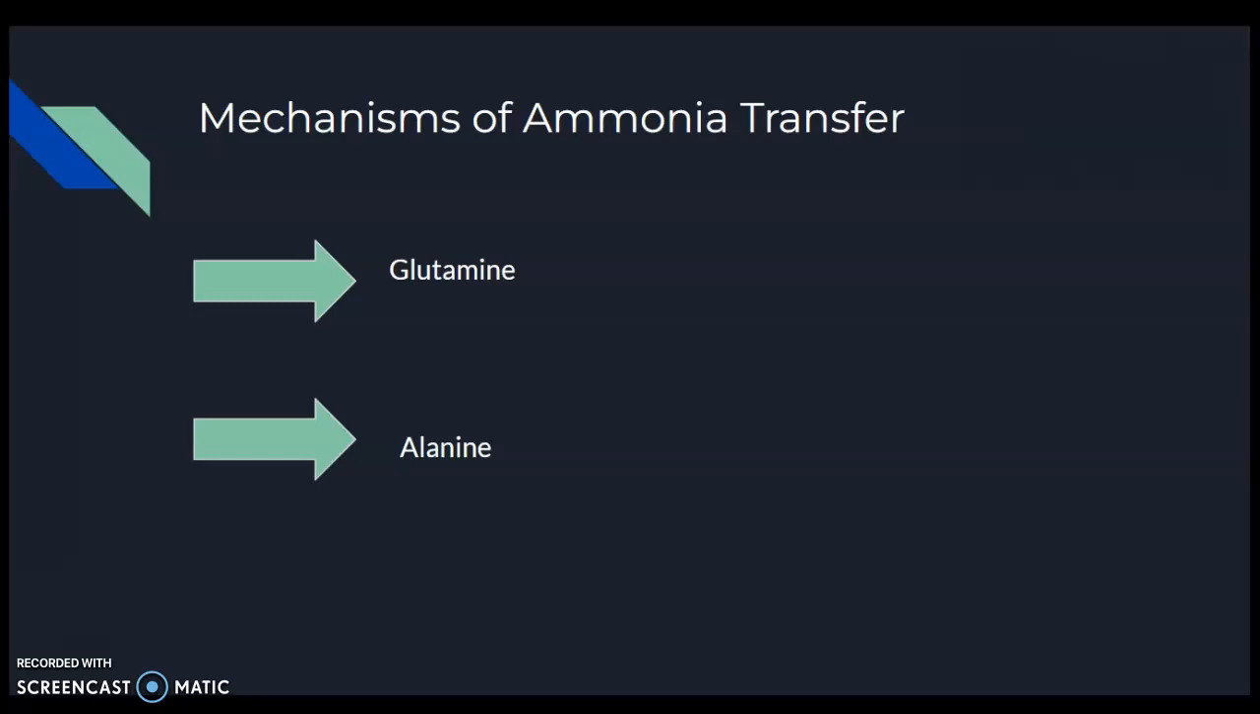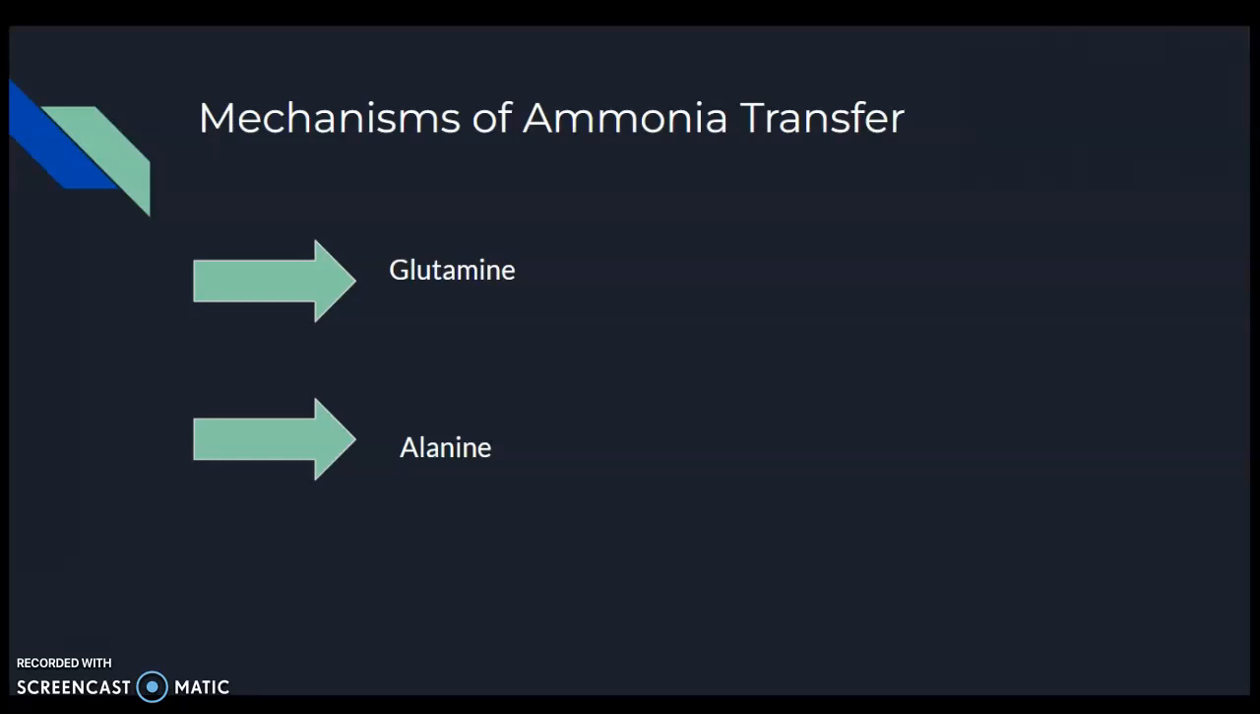The next mode of nitrogen transfer uses alanine. This occurs in our muscles. We have a bunch of ammonium in our muscles, and we need to dispose of it in the liver, so we need a carrier molecule. The carrier molecule we're going to use is pyruvate. What happens is pyruvate combines with ammonium, and in return we form glutamate. Glutamate reacts with pyruvate to form alanine by the process of transamination.